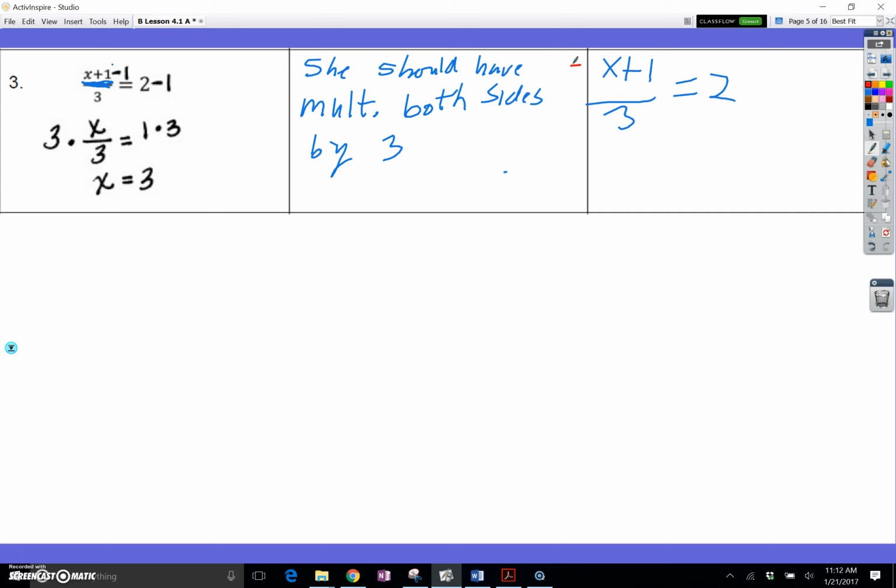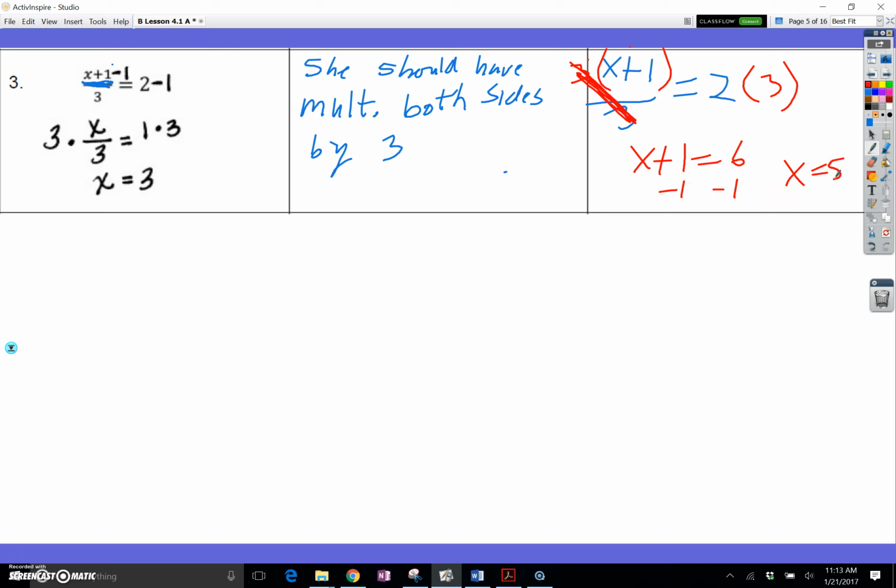And a mistake students make is they want to distribute. That's not what we're trying to do. We're trying to cancel stuff out. That would have left me with x plus 1 equals 6. And minus both sides by 1 to get x is equal to 5. That's your final answer right there.